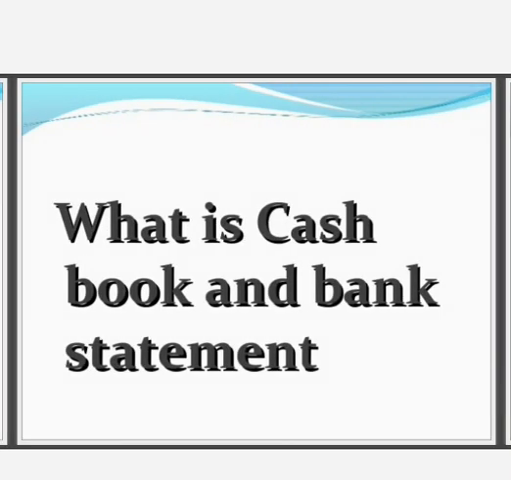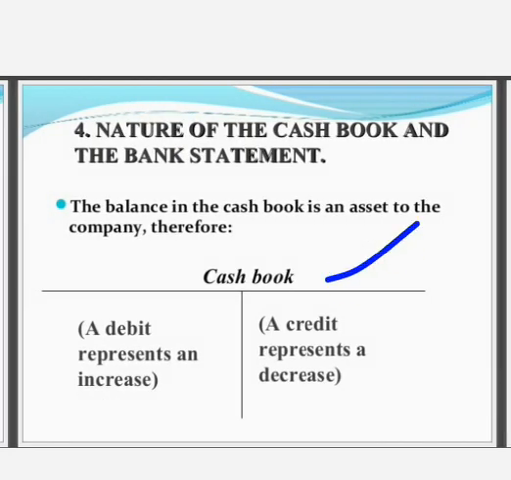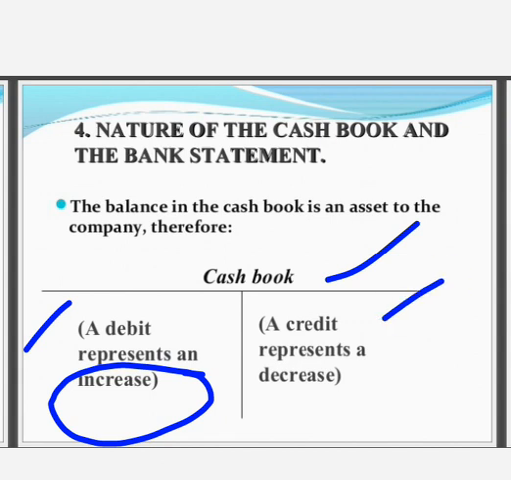Now, what are the cash book and bank statement? Cash book we have already done. Cash book records all the transactions related to cash and bank. And bank statement is a summary of the customer's account with the bank. Now, see, this is the format of the cash book. The debit side of the cash book represents an increase and the credit side of the cash book shows a decrease.